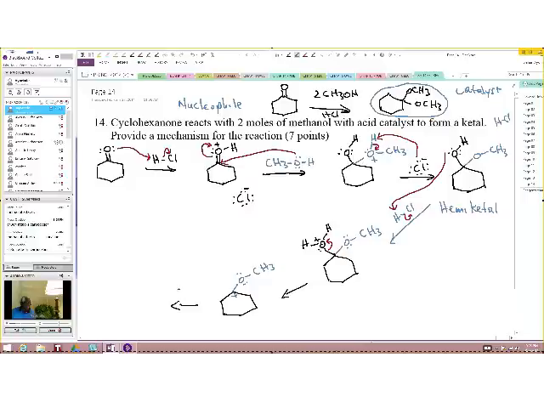Okay, very good. The methanol will attack the carbocation. Excellent. Another molecule of methanol will act as a nucleophile again and attack this carbocation. And then what do we get? We get this.